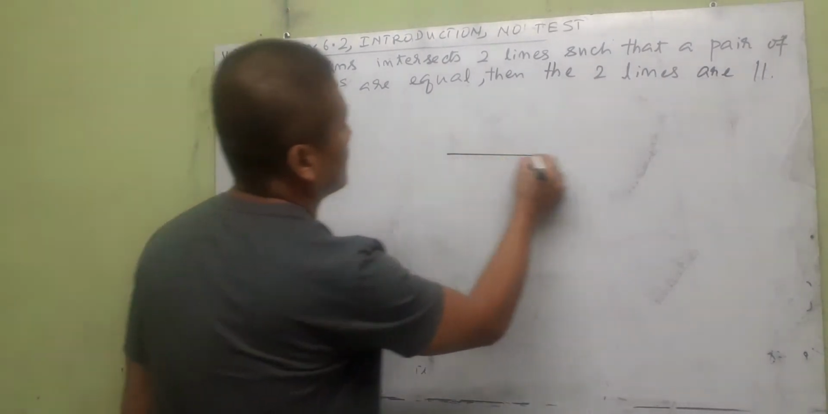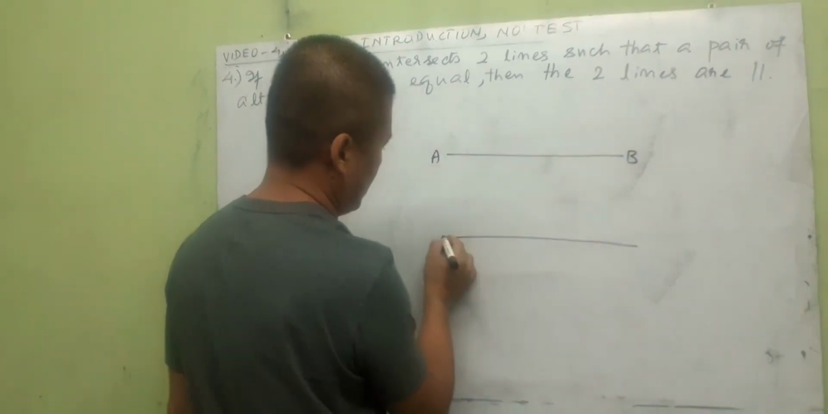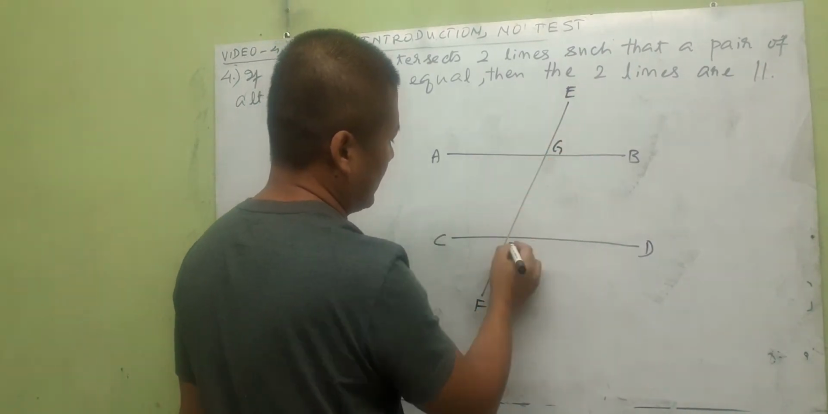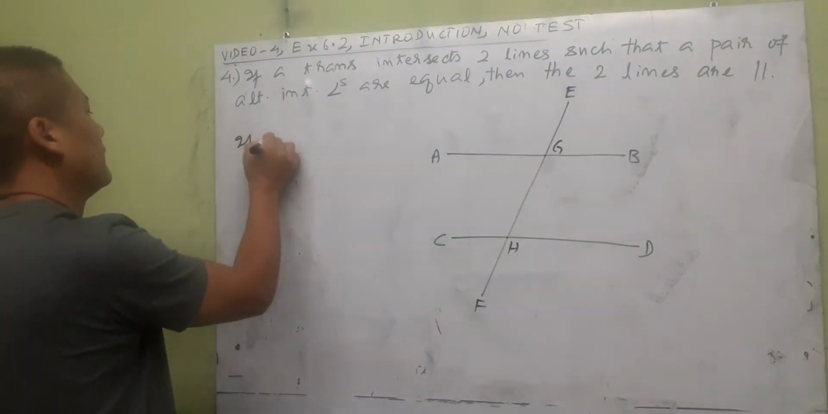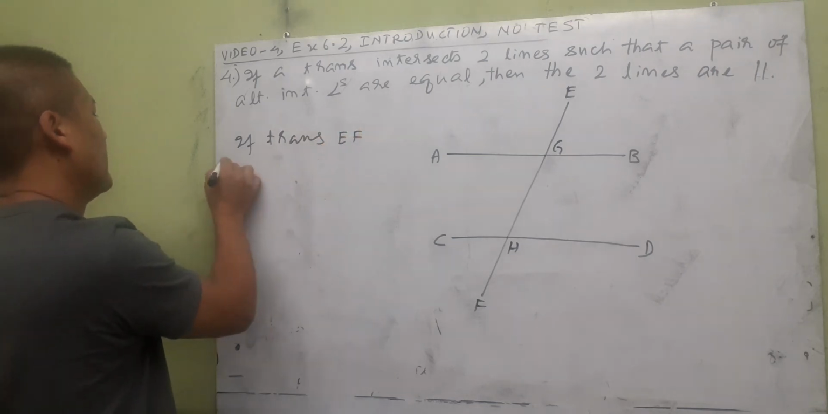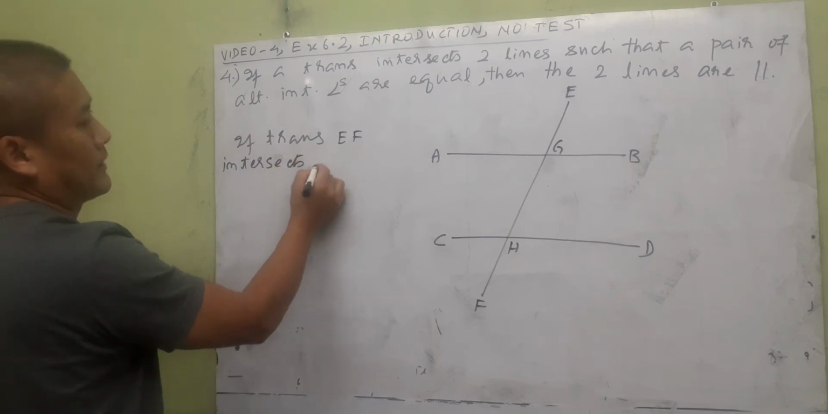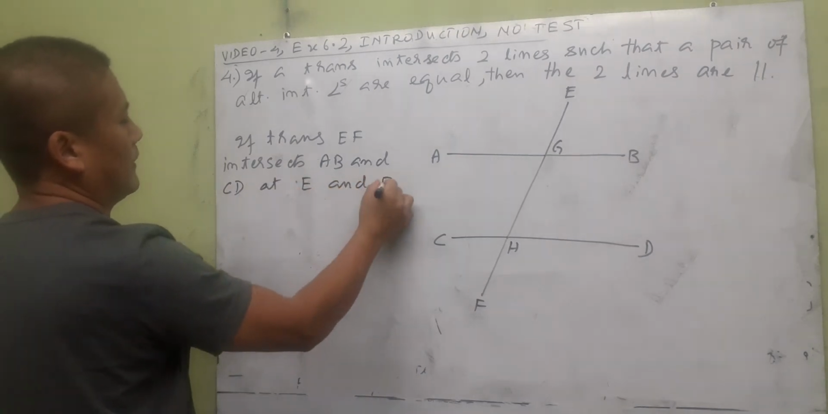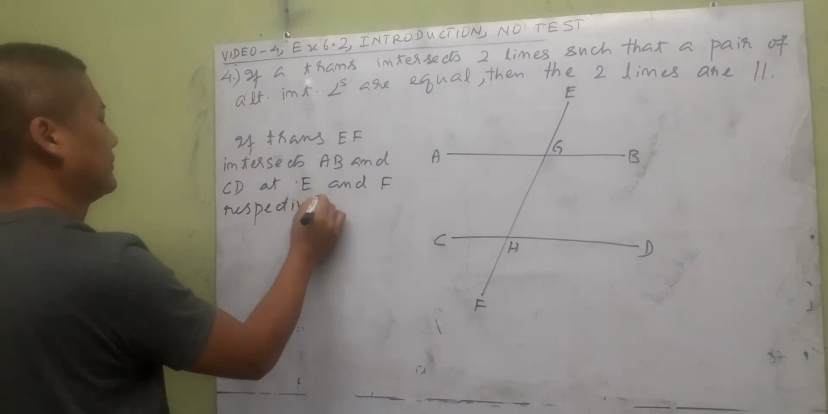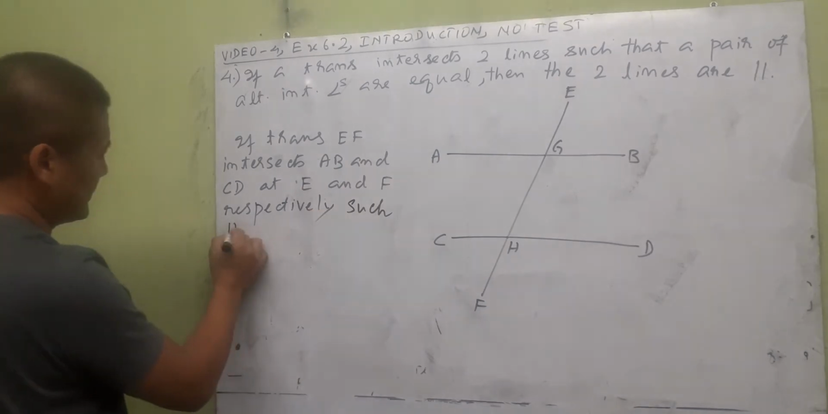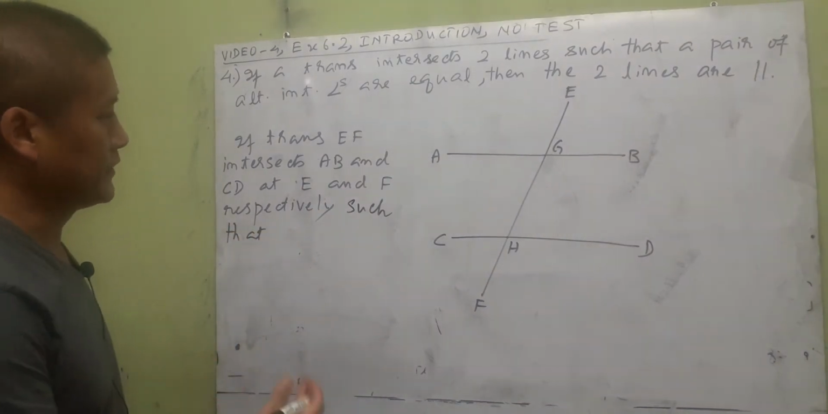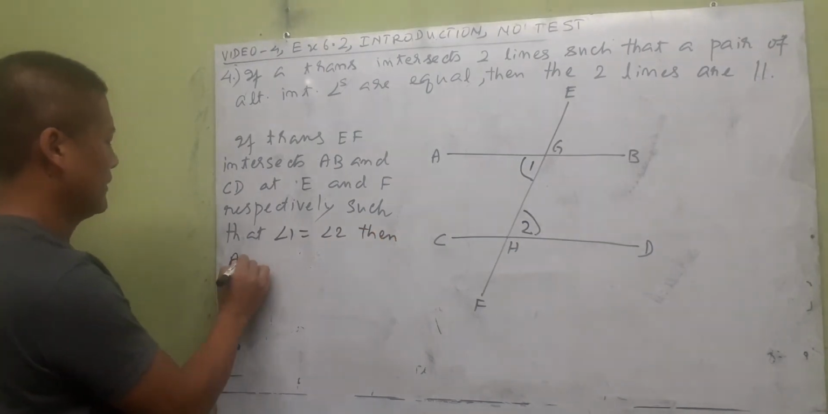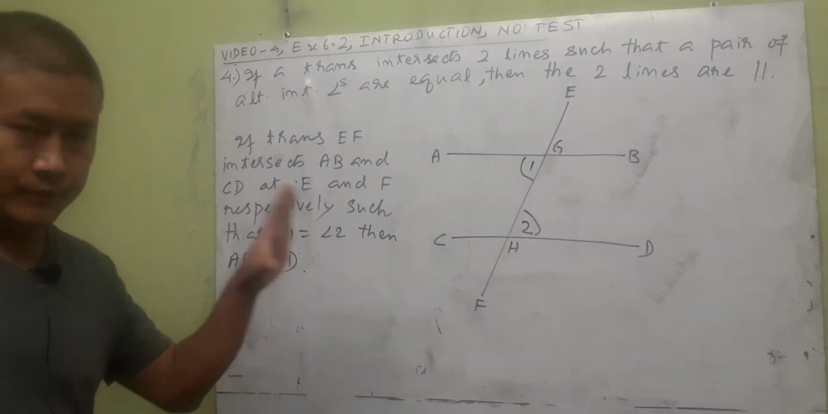Now here, what does this mean? It means this: two lines, AB and CD, are cut by a transversal EF at G and H. So if the transversal EF intersects AB and CD at G and H respectively, such that a pair of alternate interior angles, any one pair here, angle 1 equal to angle 2, then surely those two lines in question, AB and CD, will be parallel. That's what this means.